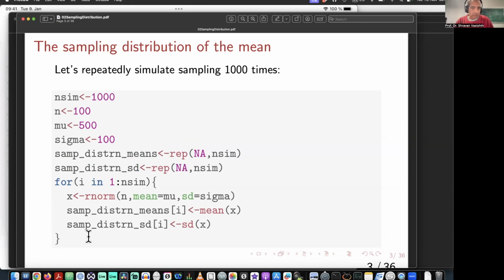I just did it because you could actually store that information as well in a separate vector. Okay, so let's just focus on the sampling distribution of the means. When I run this for loop now, it will run for 1000 iterations. Each of those 1000 times, it will collect 100 data points from this distribution, compute the mean, and save that mean in the ith cell of the vector sampling distribution of means. So once this for loop runs, I will have 1000 means in this vector here.